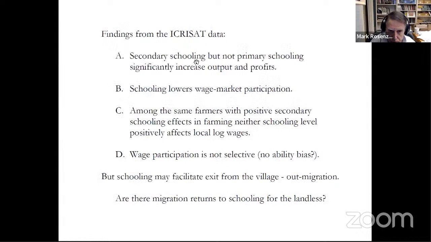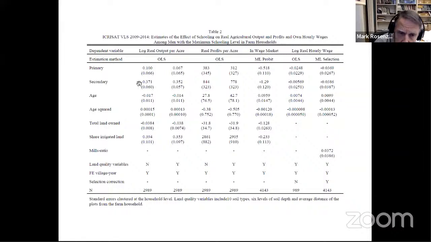So what do we find? Okay, let's look at the data. So we have log real output per acre, real profits per acre, and we have whether or not the person is in the wage labor market. That's our selectivity equation. And then we have the dependent variable as the log of the real hourly wage, since we're using multiple years of data.